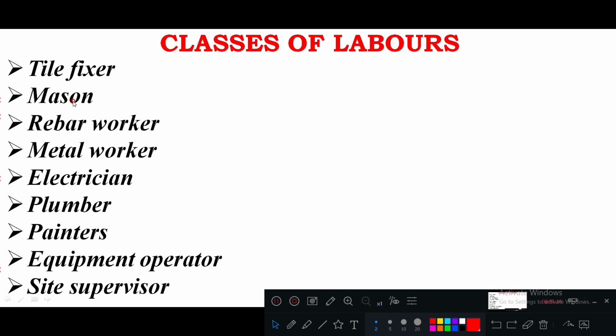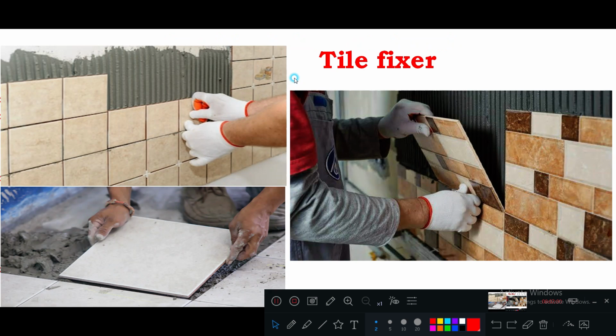So we need to pick out labors as per their techniques, knowledge and experience, and use them only for that particular work. Then only can we use productivity well in the construction industry, so that it leads to the maximum gain of profit. Next, the tile fixer. They are a different class of labors.